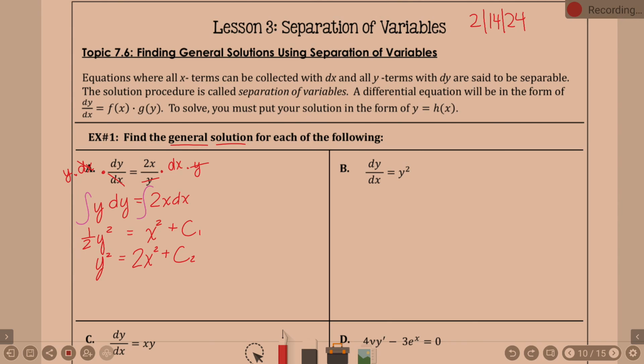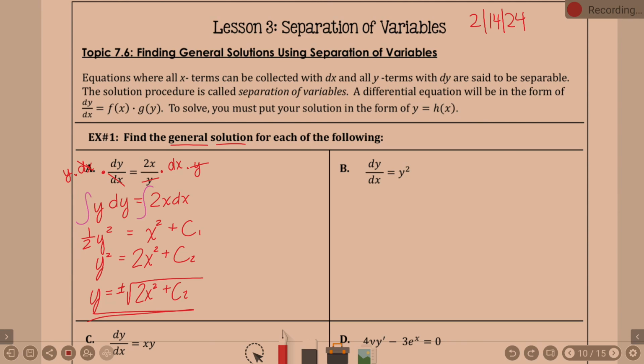Now, if we want to solve this for y, there are 2 ways we could leave this. One option is we could solve this for y, which, as Doug said, you would square root it, and then y equals plus or minus the square root of 2x squared plus C2. Yeah, C2. Oh, Doug, I'm so sorry. I forgot.